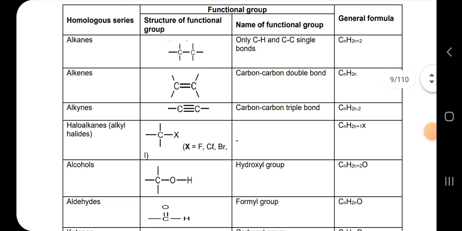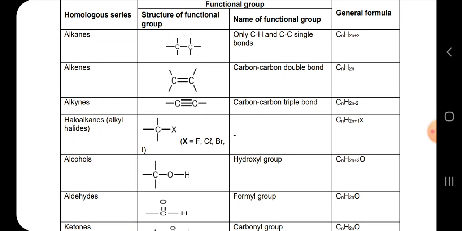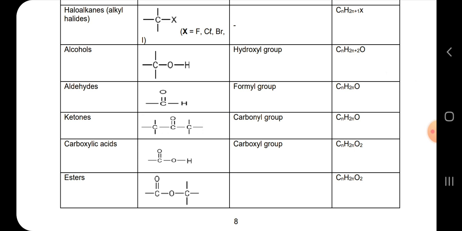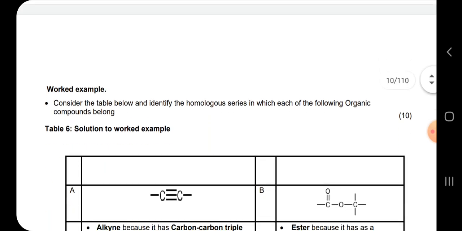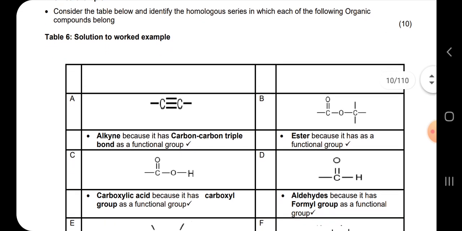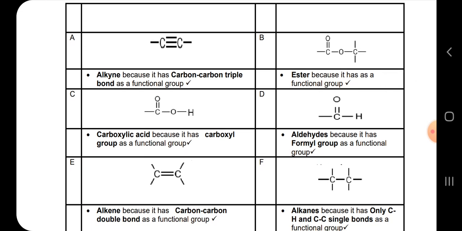So let's move on. Those are the homologous series. That's the table, the structure or functional group, name of functional group, and general formula. We will do much of the general formula in the next video. Another thing you have to know is this worked example. You have to identify the homologous series and functional group. So you have to know what has what, because that's how you identify them.